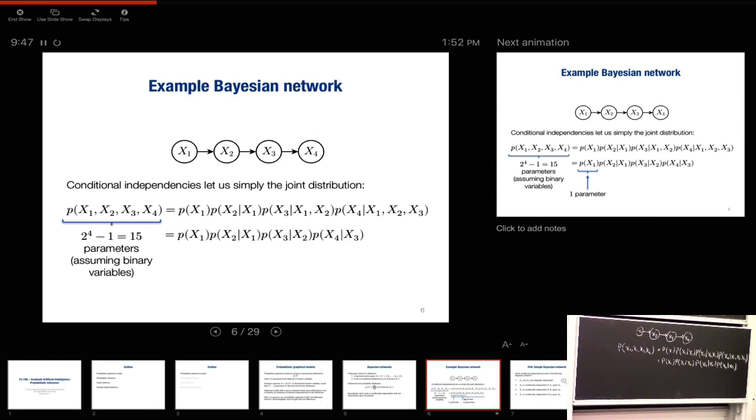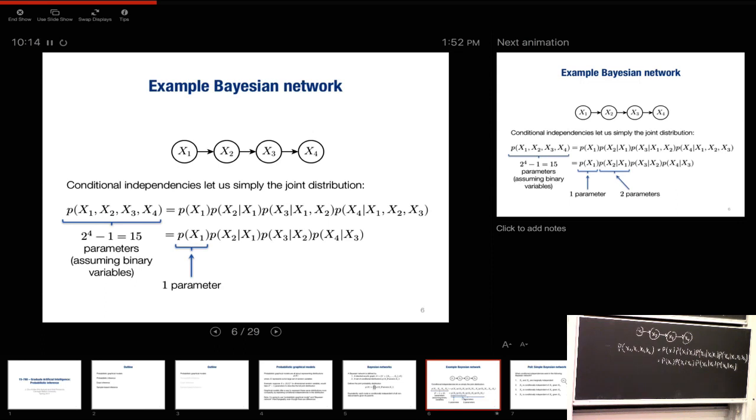Let's go through it bit by bit. The first thing is that you need one parameter to represent the first variable, because it's a probability, so you only need to represent the probability of it being 1. I'm assuming these are all binary here. Did I mention that these are all binary? I think I did before. So you need one parameter to represent the first thing. For the next one, you need 2 parameters.